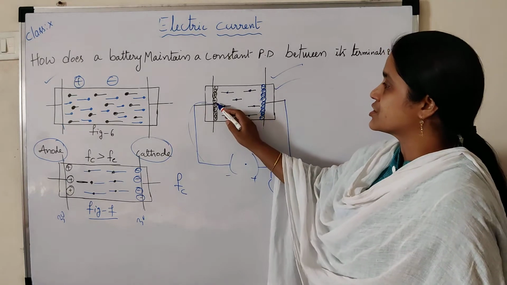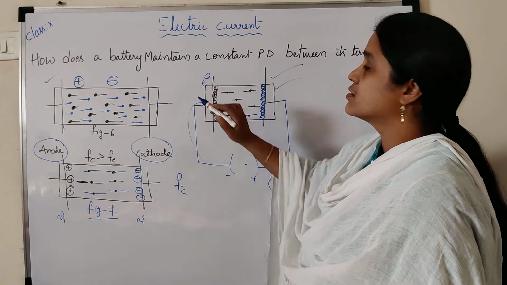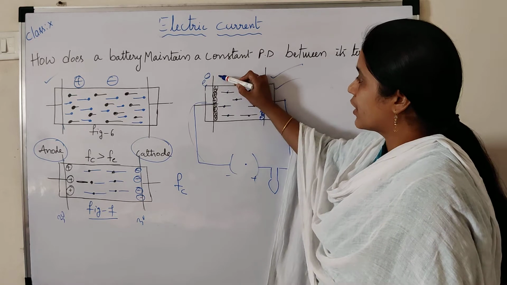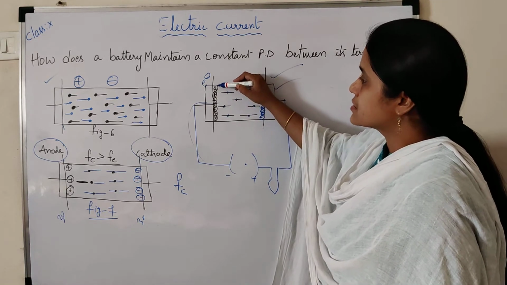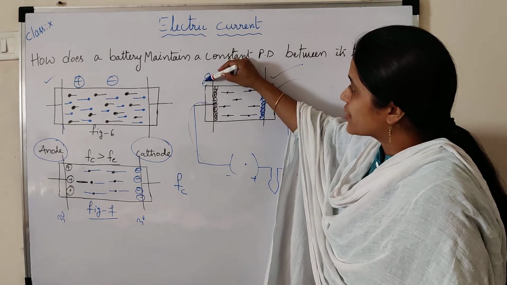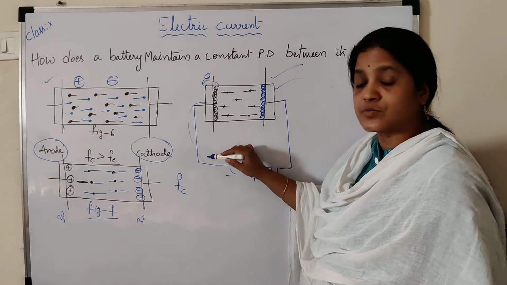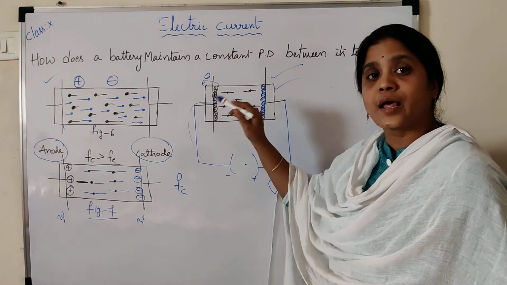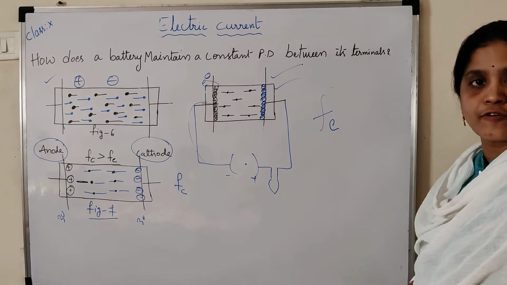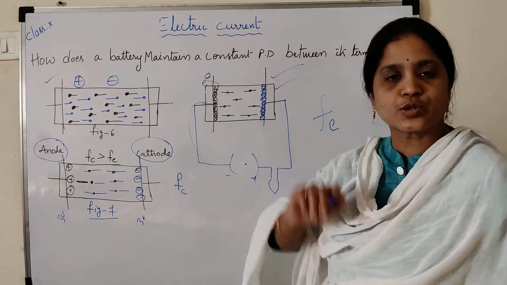Once the electrons reach the battery, they enter one by one. Suppose one electron enters the battery here, at the anode. It means positive charged ions are there. So this electron is attracted by these positive ions. To move the electrons in the circuit, electric force is acting. Due to that, these electrons are attracted by the positive ions.